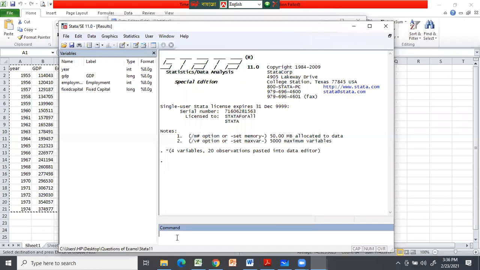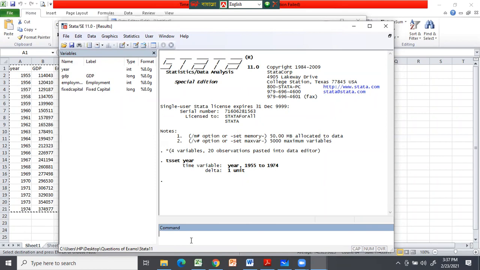So first of all, you'll have to write down a command: tsset, time series set, space, year. Year is the variable which shows that this is time series data. They have taken the time variable from 1955 to 1974. Only 1 unit of time variable has been taken.